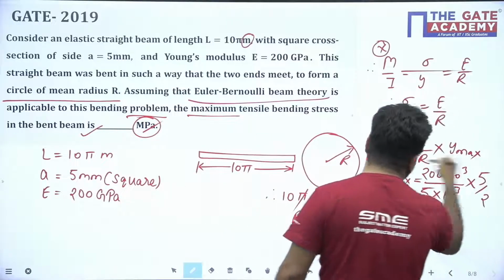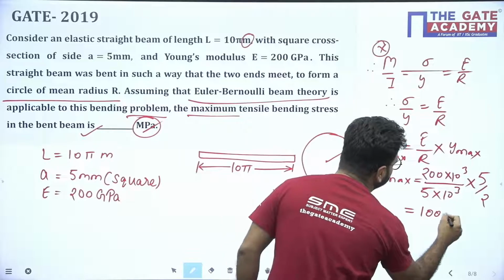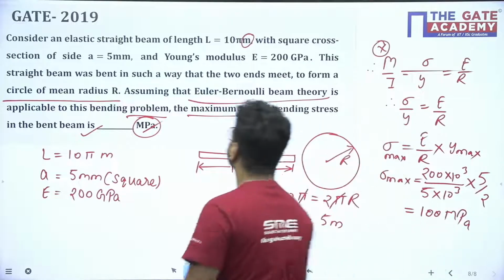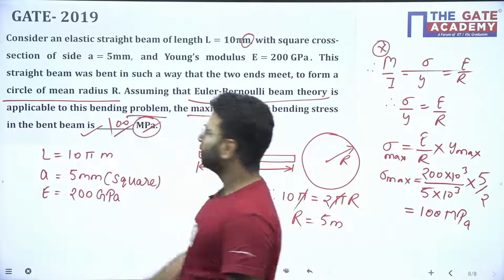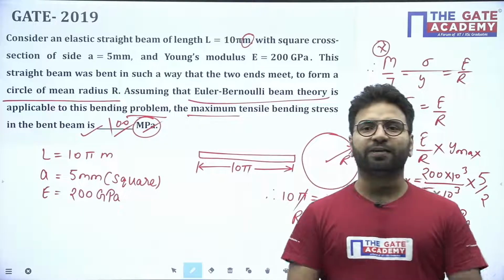If you put all the values and solve here, the answer will come 100 megapascal. So the answer here is 100 megapascal, beta. The answer is 100 megapascal.